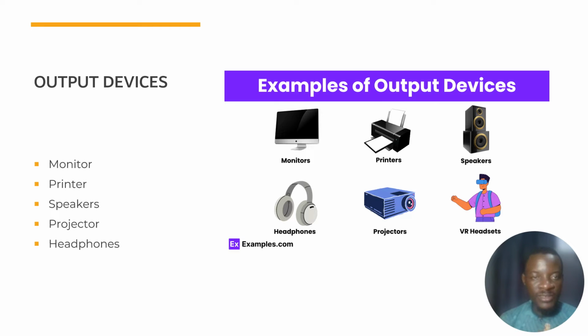The output devices, on the other hand, present data from the computer to us. Monitors are the primary visual output device, displaying text, images, and videos. Printers produce hard copies of digital documents. Speakers and headphones provide audio output, crucial for multimedia applications.